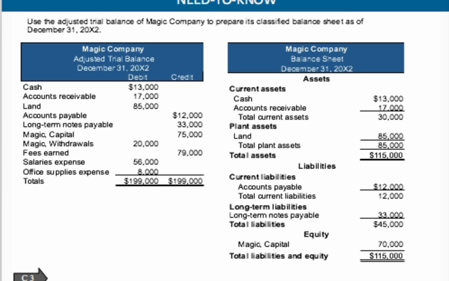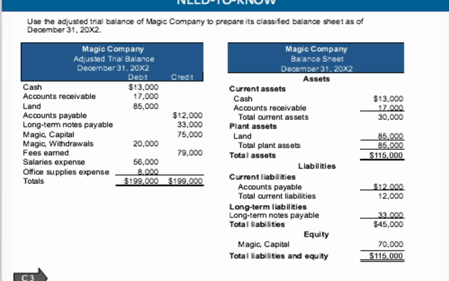The $75,000 balance in Magic's capital account is beginning capital, but it's not hard to calculate the ending capital in this case. Ending capital includes all of the income statement and statement of owner's equity activity. Magic capital at the end of the period equals the beginning capital balance, $75,000, plus the revenues, $79,000, so 75 plus 79, minus expenses of $64,000, and withdrawals of $20,000, so minus a total of $84,000. That makes the ending balance in Magic's capital account $70,000.